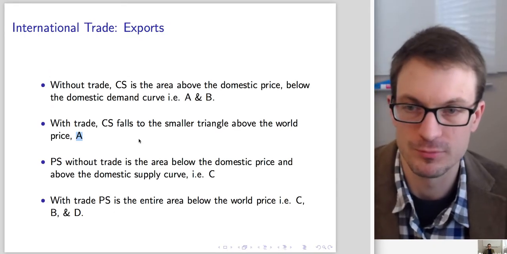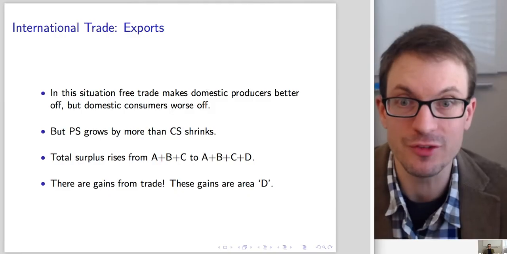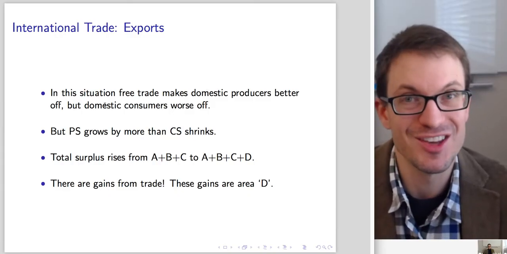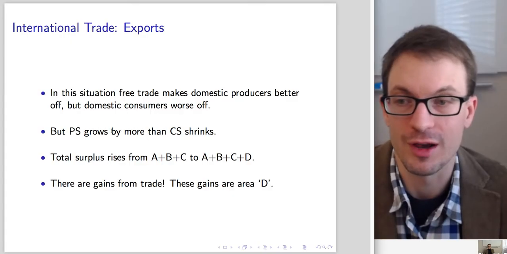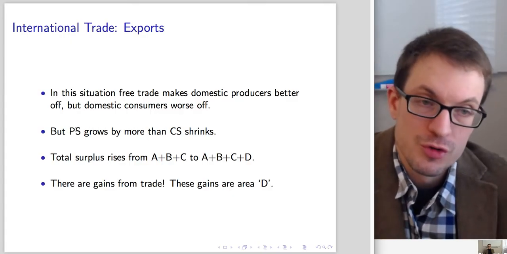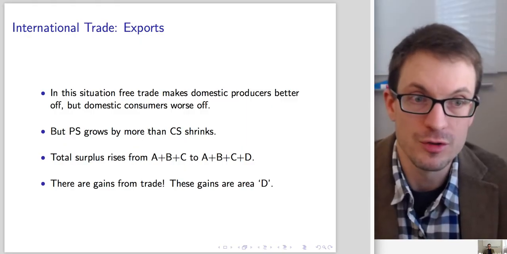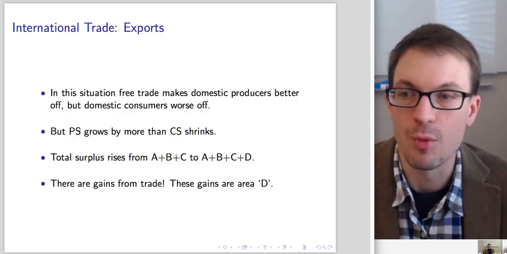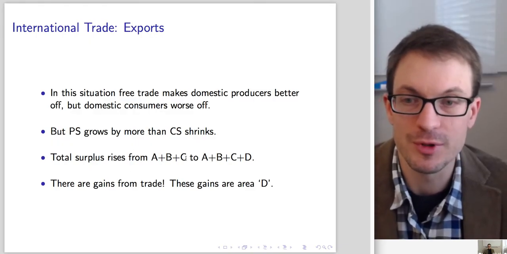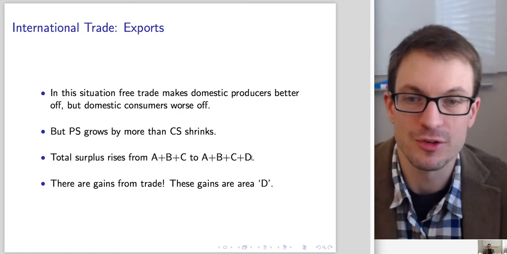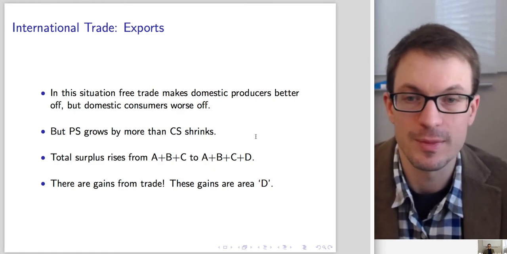Okay. In this situation, free trade makes domestic producers better off at the expense of domestic consumers, in some sense. Domestic consumers are worse off. Producer surplus grows by more than consumer surplus shrinks, so economists argue, hey, we ought to do this. We ought to export. The winners are winning more than the losers are losing. Total surplus goes from A plus B plus C to A plus B plus C plus D. Right? There's gains from trade. Those gains are area D.